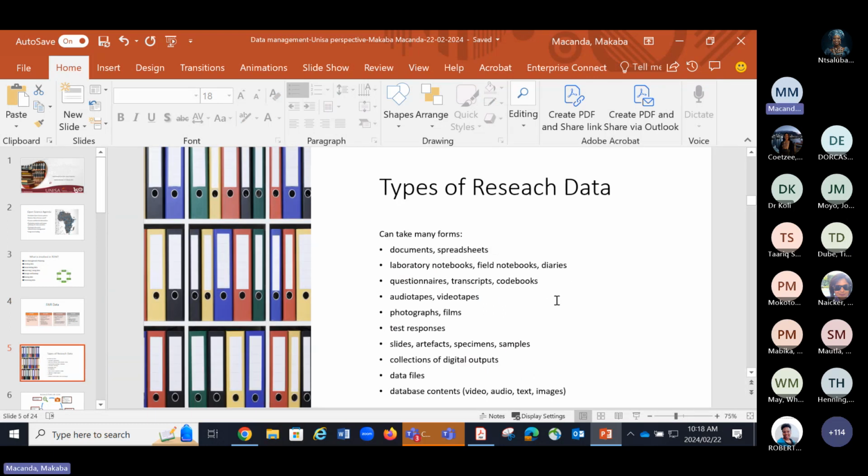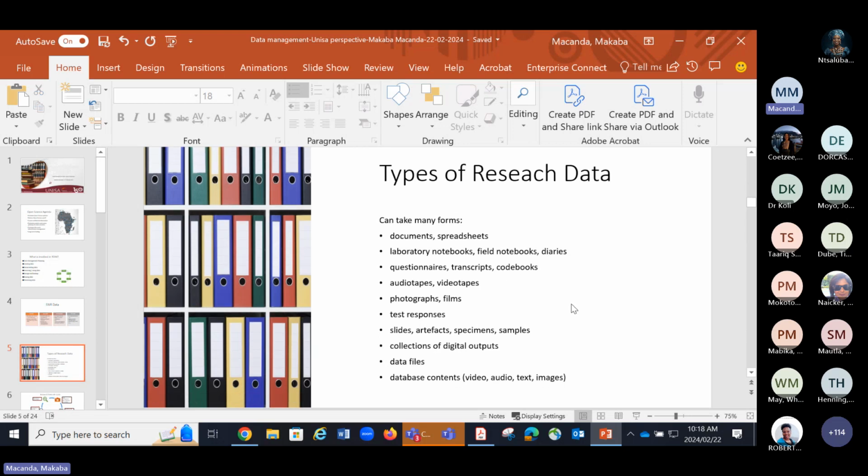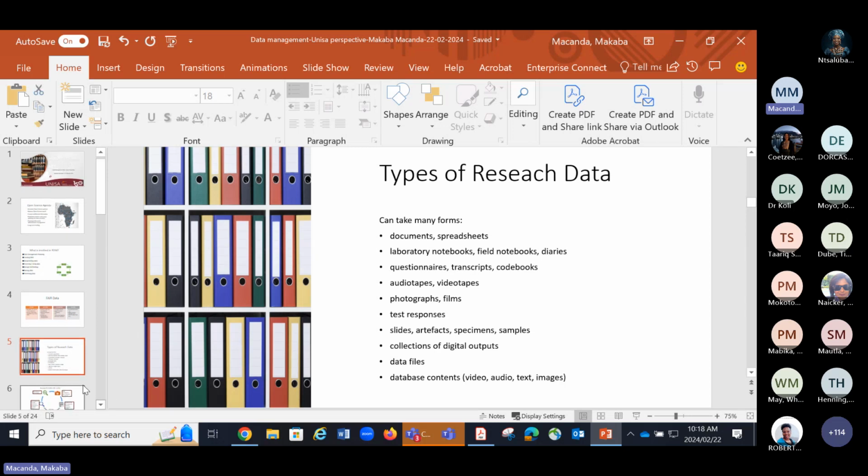Okay, what type of data is considered in research? It can be in any format. It can be documents, spreadsheets, laboratory notebooks, field notebooks, diaries, questionnaires, transcripts, code books, audio tapes, videotapes, photographs, films, test responses, slides, artefacts, specimens, samples, collections of digital output. In most cases, as Dr. Sutri has mentioned, the data will typically be in a digital format. It can be data files. It can be database contents like videos, audio, text, and images.